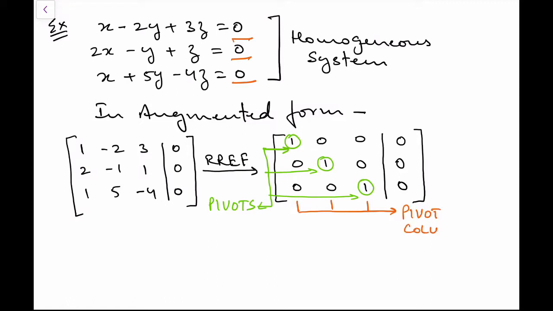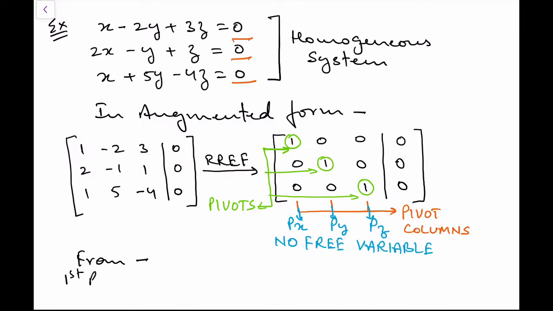Now since all three columns are pivot columns, we have no free variables here. All three variables are basic variables. So we can write px, py and pz for column 1, 2, 3 respectively.